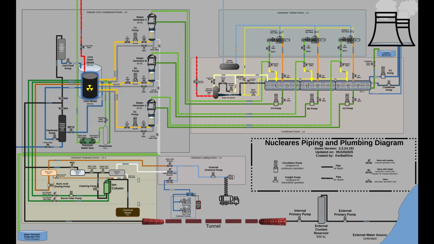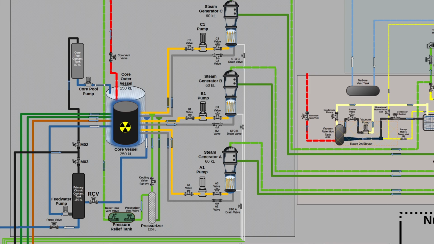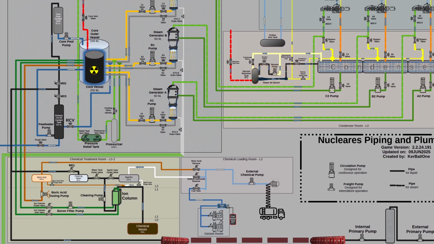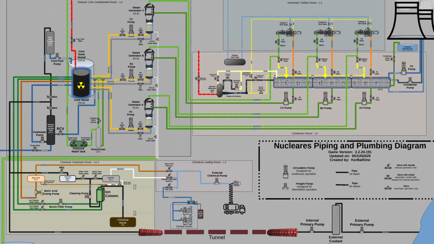So here we got the circulation pump, we got the pipe for liquid, valve with handle, valve with wheel, and valve. And then we got pipe for steam. Freight pump. So let's start with the core. So try and get it all in frame here.